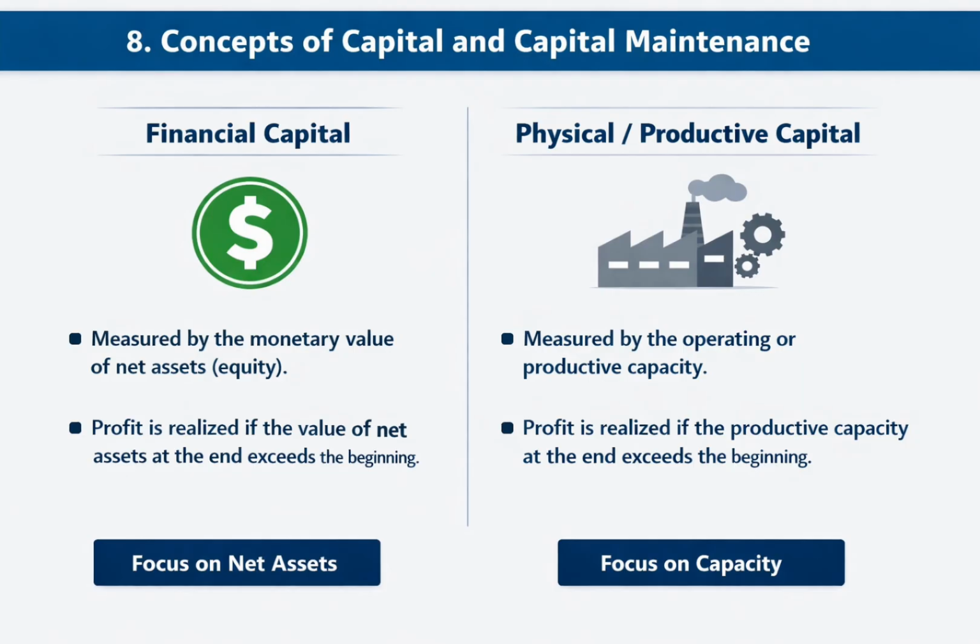8. Concepts of capital and capital maintenance. Discusses the two different ideas of capital and how to maintain it, which affects the definition of profit. Financial capital, measured by the monetary value of net assets, equity. Maintenance means profit is realized only if the value of net assets at the end of the period exceeds their value at the beginning, after excluding owner contributions and distributions. Physical/productive capital, measured by the operating or productive capacity of the entity. Maintenance means profit is realized only if the productive capacity at the end of the period exceeds its capacity at the beginning. The financial capital concept is more widely used in current accounting standards.